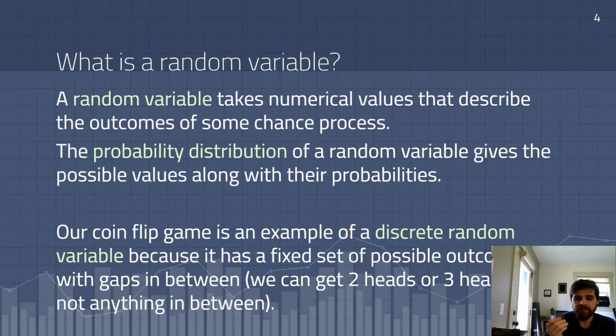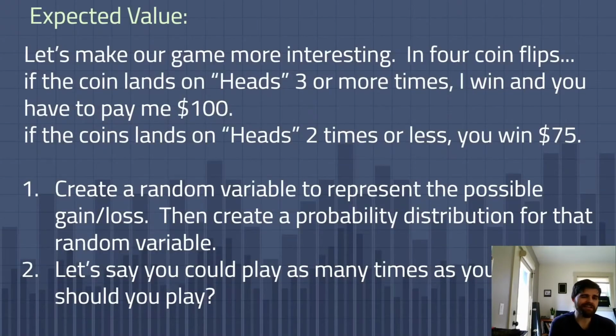Discrete means we have a fixed set of possible outcomes. There's only 5 possible outcomes here, 0, 1, 2, 3, or 4. And there's no gaps in between. We can get 2 heads, or we can get 3 heads. We can't get 2.1 heads, right? Can't get any values in between. So that's what discrete means. We'll also look at continuous variables later on.